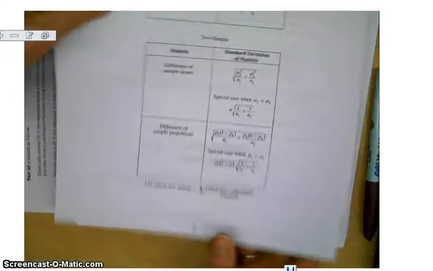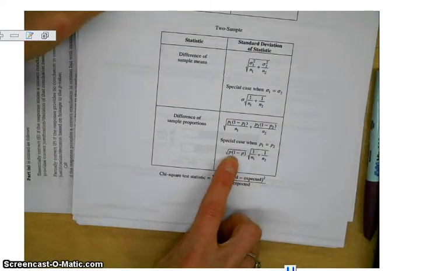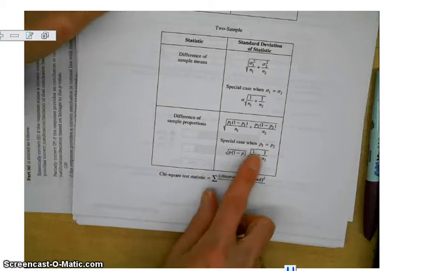I have some AP questions. Nope, it's not. Well, they don't really give it to you. They don't give you how to find the pooled.